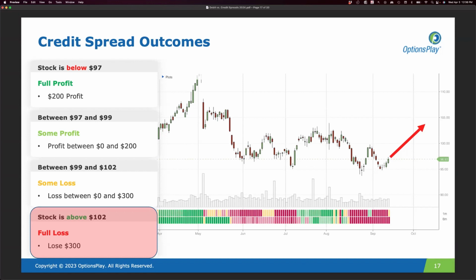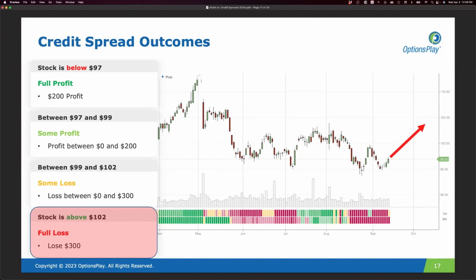An extra $77 worth of income may not be worth it to take on unlimited risk in the event that the stock, for whatever reason, takes off between now and expiration. What you're basically saying is, I'll give up $77 worth of income in exchange. I'll make sure that no matter what happens, I'm only risking $300 on this trade. So, like I said, this strategy is very popular and attractive because of how forgiving it is, right?